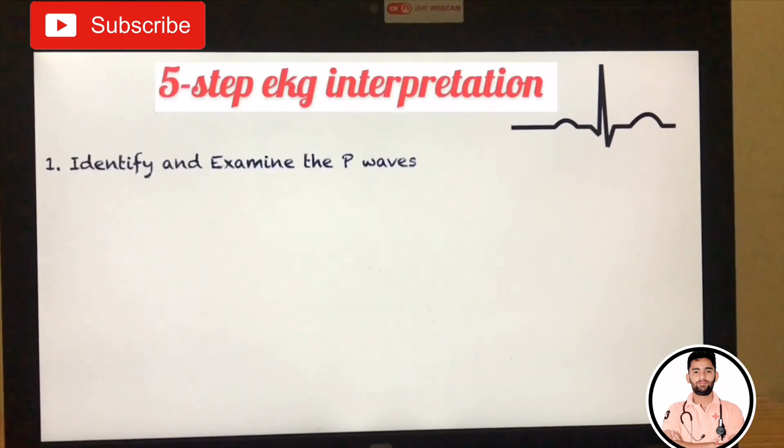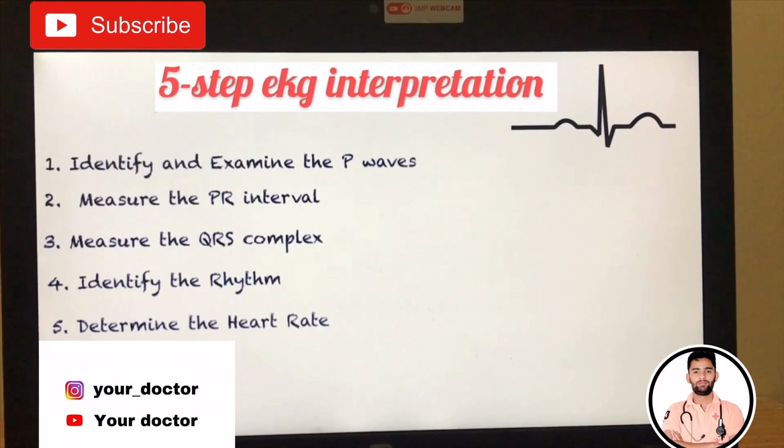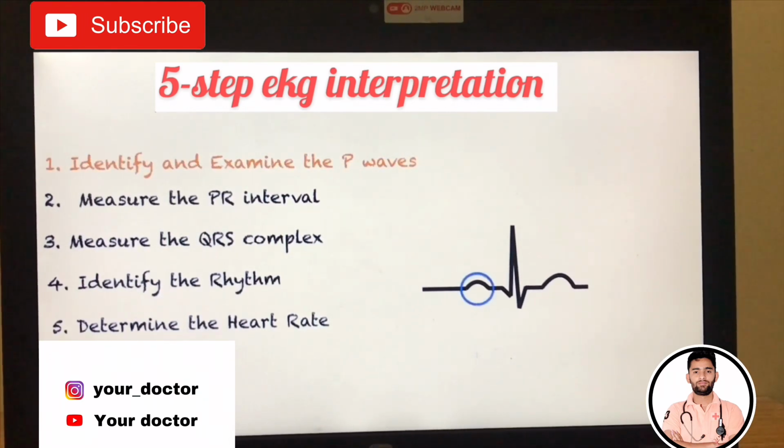The first step is to identify and examine the P wave, then measure the PR interval, measure the QRS complex, identify the rhythm, and determine the heart rate. We will talk about them one by one. Let's start with the first step. Right here, the normal P wave would be present and upright. If the P wave is absent or inverted, it could indicate a dysrhythmia such as a junctional rhythm.